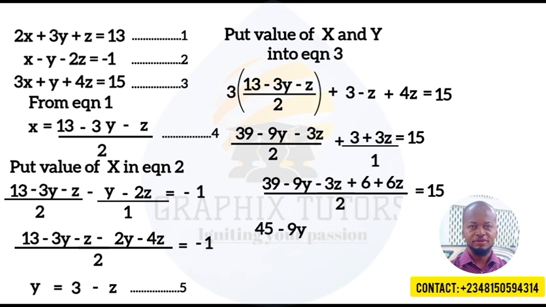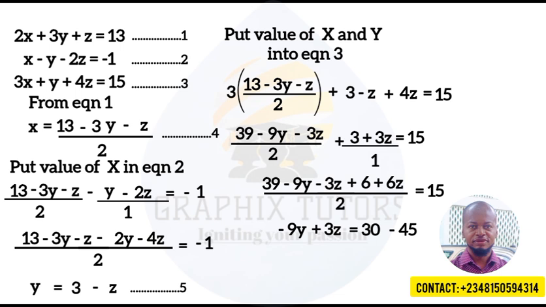Minus 9y is there. Minus 3z plus 6 will give you plus 3z. So equals to, if I cross multiply, 2 times 15 is what? 30. So we have the 30 here. So collect like terms. We'll be left with minus 9y plus 3z equals to 30 minus what? 45. So when 45 is going to the other side, it becomes negative.